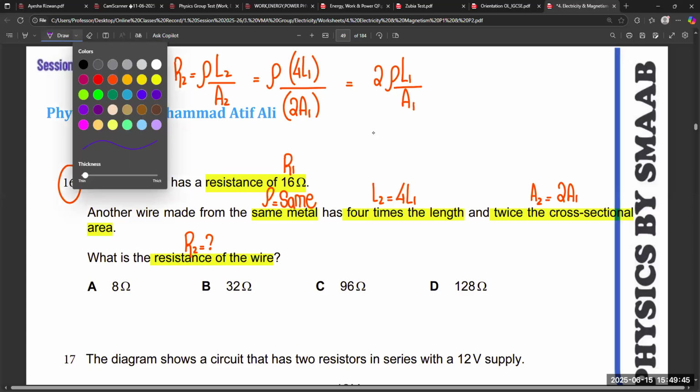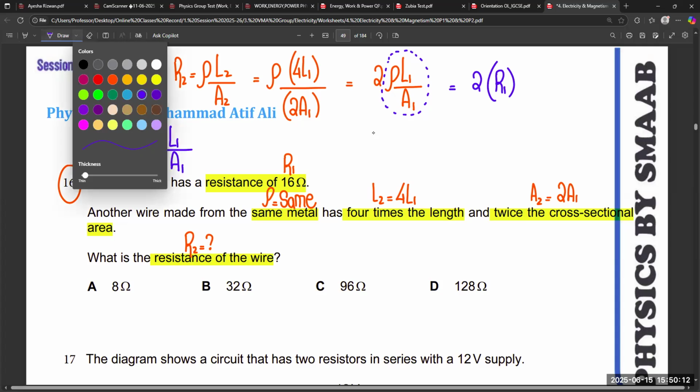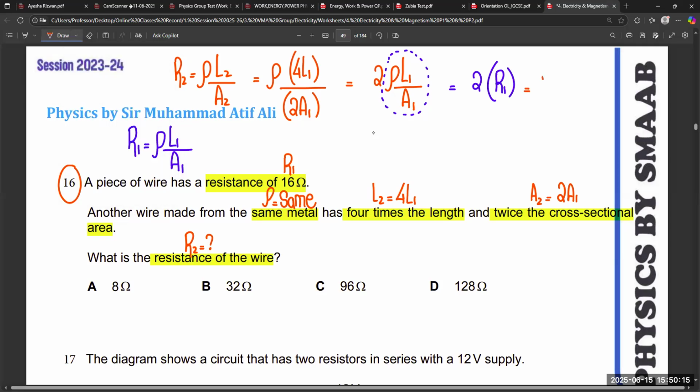And you know that if we write the formula for R1, it will be the same like this, right? So all these quantities are equal to R1. So 2 times R1. These quantities are equal to R1, right? So it means the final answer will be 2 times 16. That will be 32.